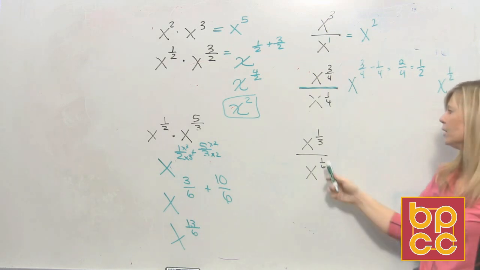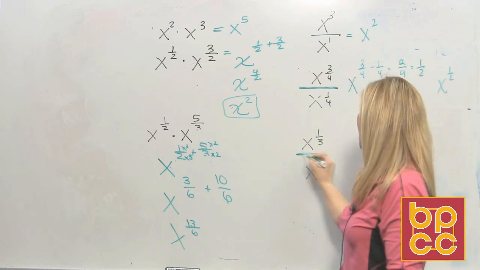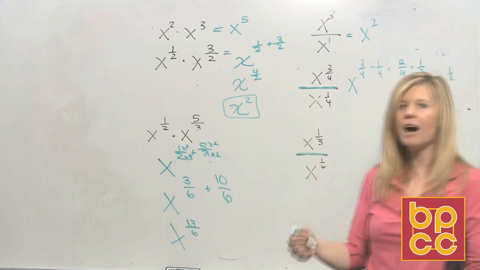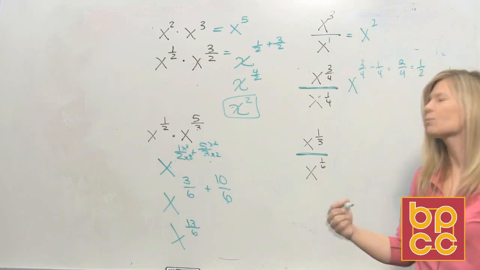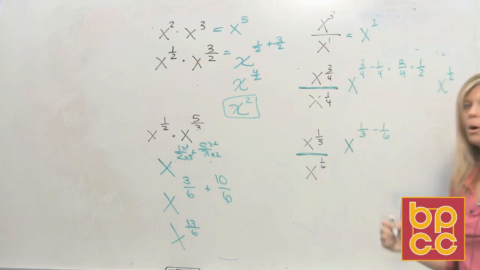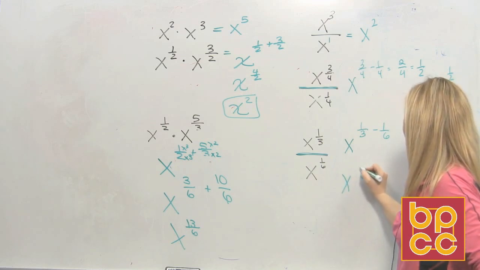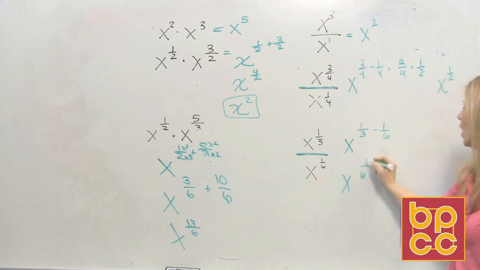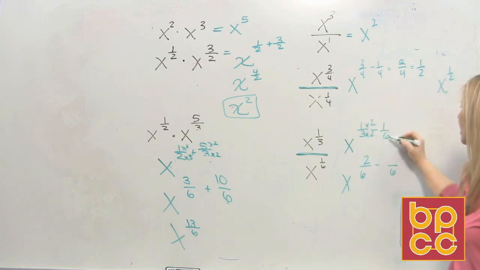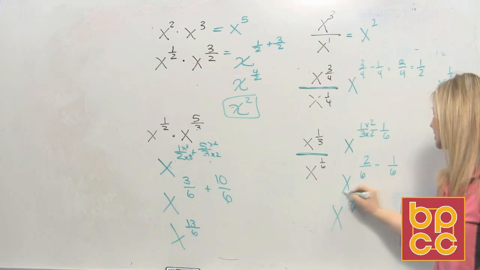Our last example, I have x to the 1/3 divided by x to the 1/6. Yes, I'm asking you to divide variables, letter x's. The rule is when you divide, what do you do with the exponents? You subtract them. So I want to do 1/3 minus 1/6. But wait a minute. You know to subtract, you need a common denominator, which is 6. 1/3, you have to multiply by 2 to make 6. So that'd be 2/6. This stayed the same. So 2/6 minus 1/6 is 1/6.